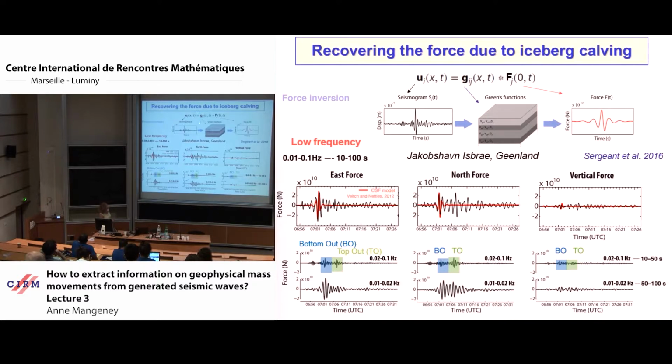So we have what we measure on our seismometer. It has a complex waveform. We deconvolve with the Green's functions, which is the response of the Earth, and we are able to find the force that generates our seismic data here. And this force has this shape, for example.